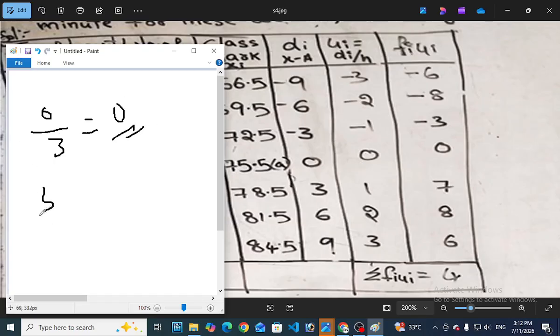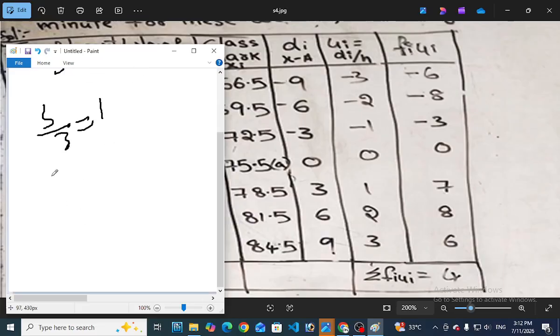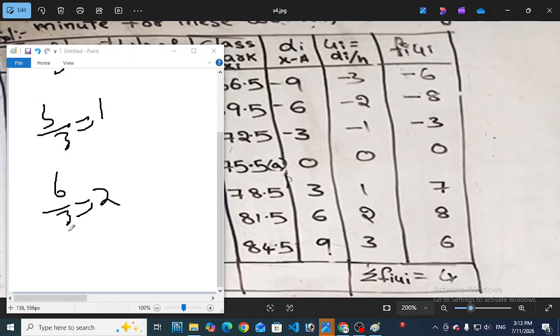Like that, observe the next class, 3 by 3, which is equal to 1. Next class deviation, 6 by 3 is equal to 2. The next class step deviation, 9 by 3, which is equal to 3. So minus 3, minus 2, minus 1, 0, 1, 2, 3 are the step deviations for the deviations.